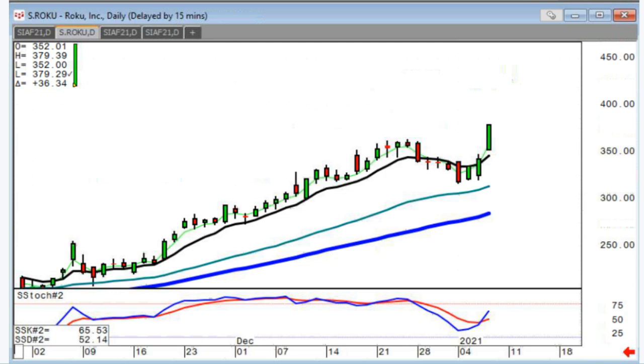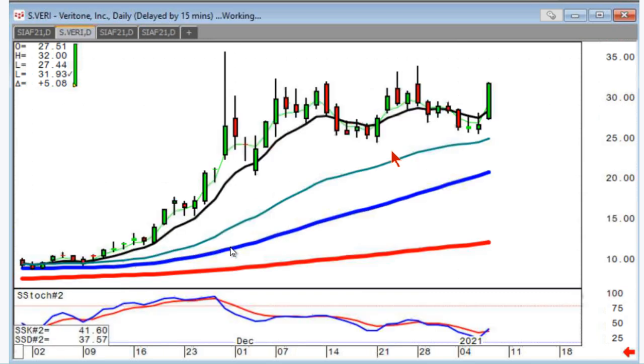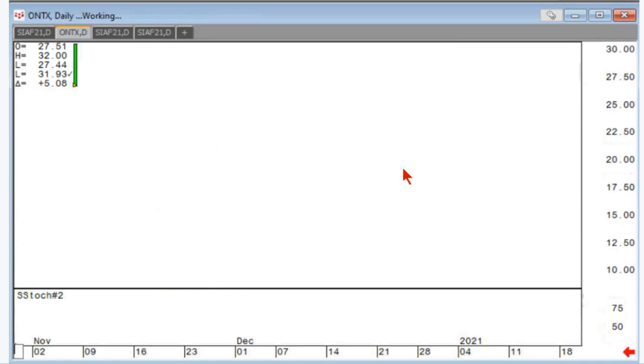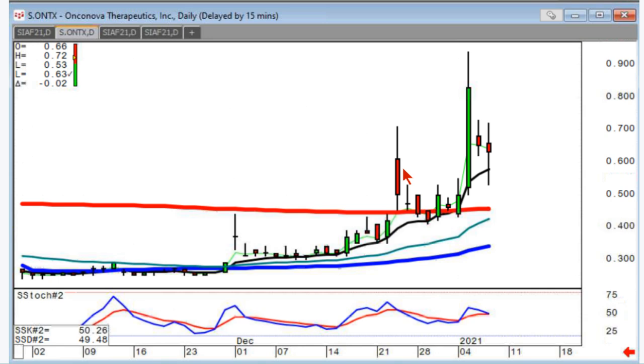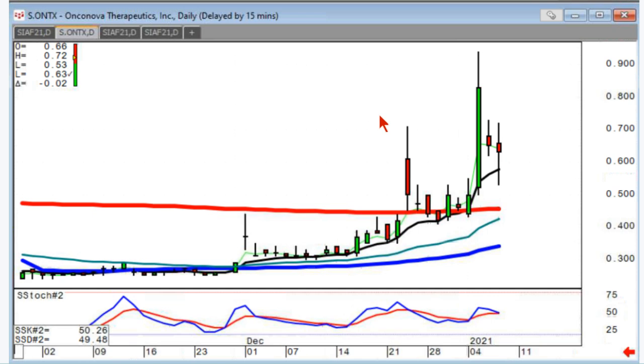All right, now I can get back to that one. You get ready to buy that if it breaks out through that level. ONTX, nothing. If you bought on this day and it opened here, you close it out immediately. The probabilities are this one's not going to head back up until you see the next buy signal, or you don't buy it until it comes up through that level.